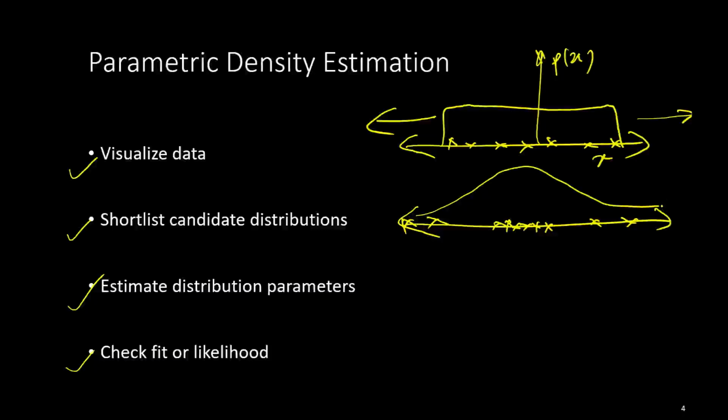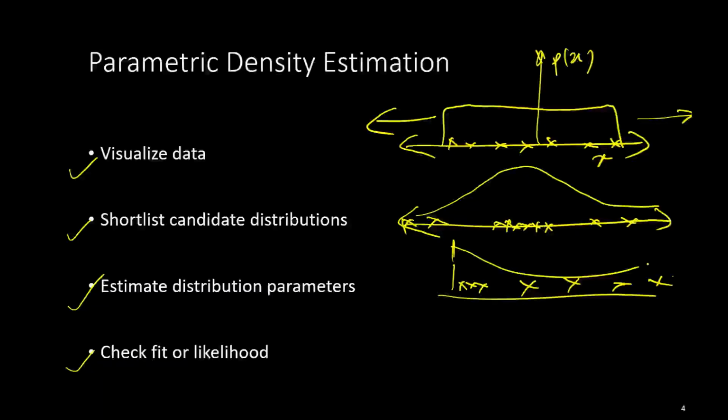So let's say there is nothing on this side. Let's say we have a bunch of points here, but then they go sparser and sparser as I go towards the right, but there's nothing on the left. So this could be an exponential distribution, for example. So once we visualize the data, and this could be in multiple dimensions also, we get a sense for what are some of the candidate distributions for this particular data.